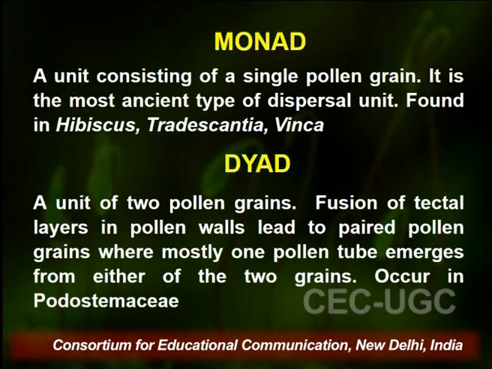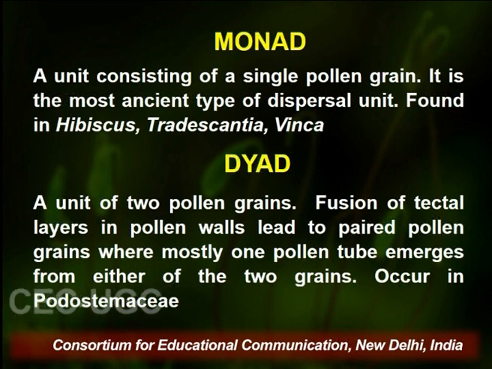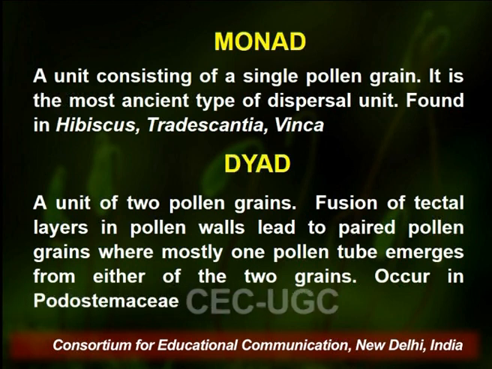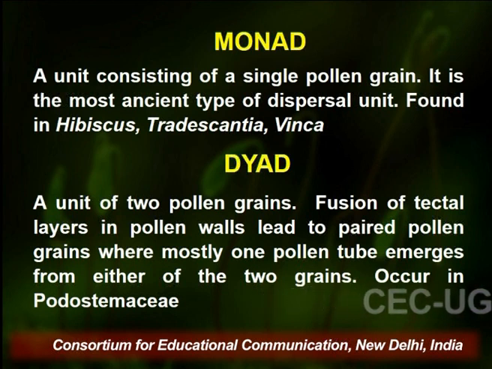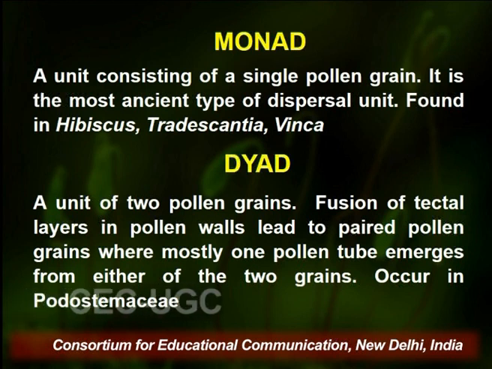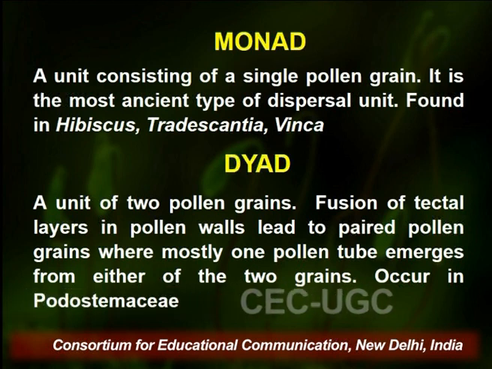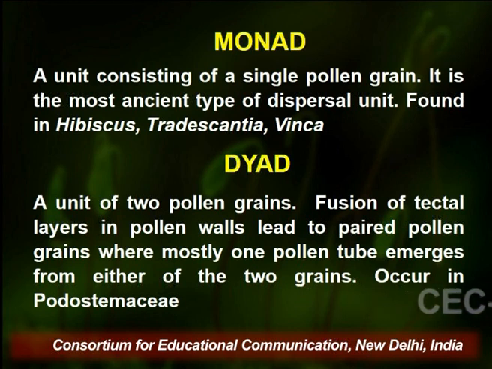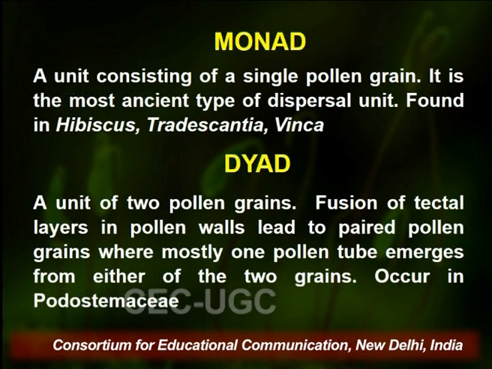Monad, as I said, is a unit consisting of a single pollen grain. It is the most ancient type of dispersal unit found in hibiscus, Tradescantia, vinca, etc. Dyad, as the name indicates, is a unit of two pollen grains. Now, how do these two pollen grains come together? These are fused either by the tectal layers or they are joined by some kind of mucilage or any other thing which brings them together. And basically dyad is a unit of paired pollen grains.